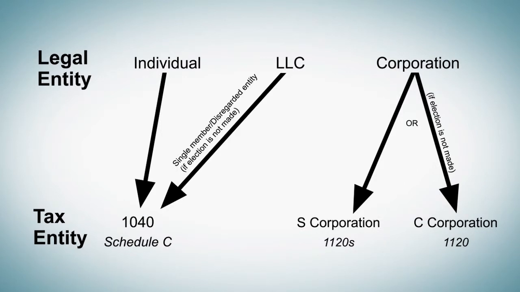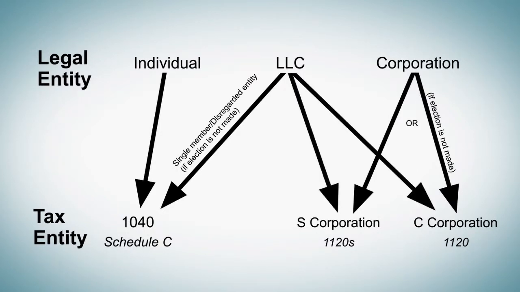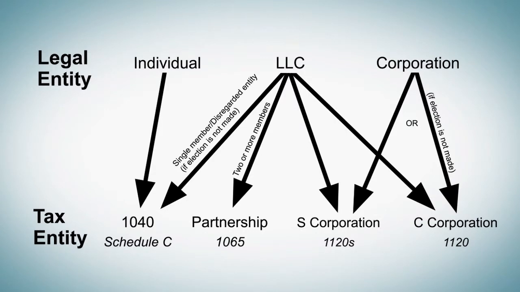But an LLC has an option to be taxed as a C corporation if you elect, or it may file as an S corporation. If you have two members in the LLC, then by default, you're going to file a partnership return. You may also, as I said, file as an S corporation or a C corporation.